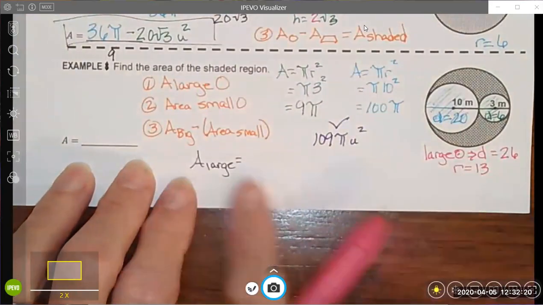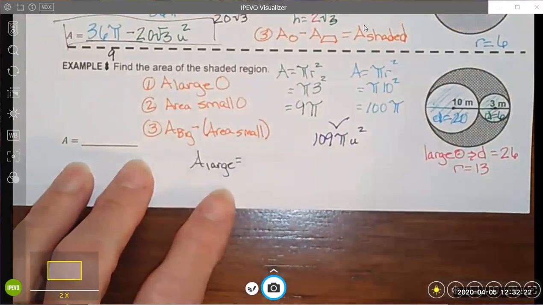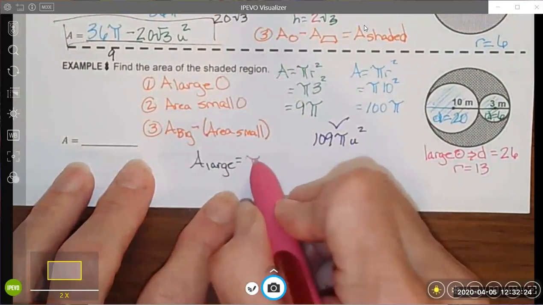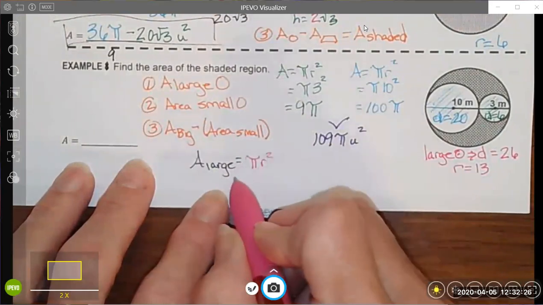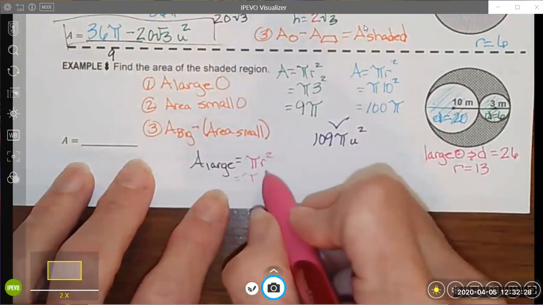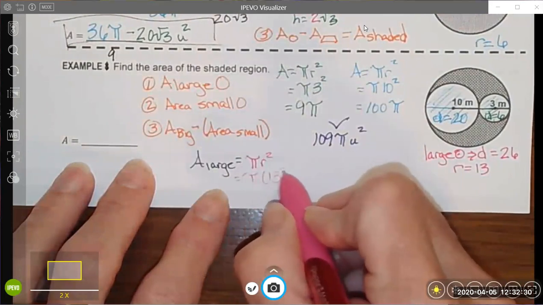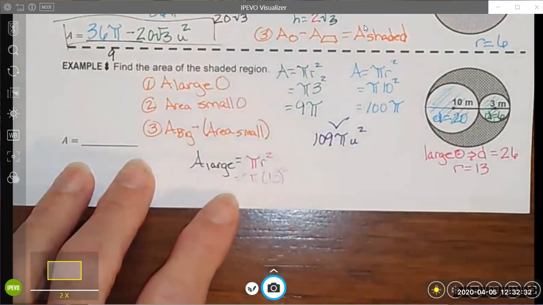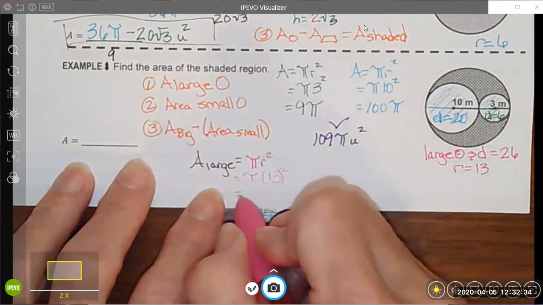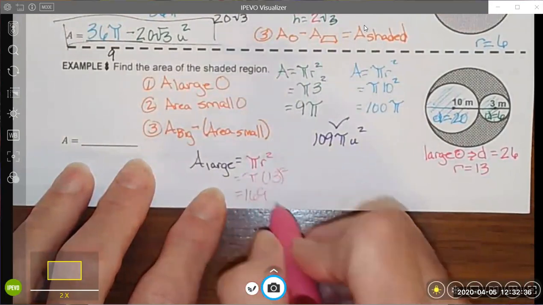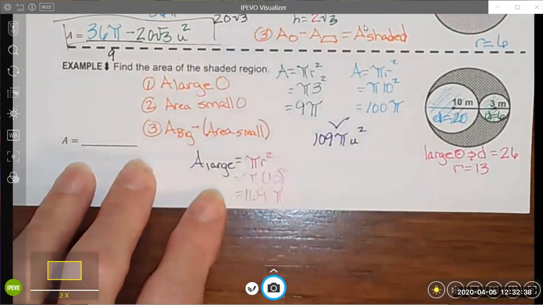That allows me to find the area of my large circle. I'm going to take pi times my radius squared. And I simplify this and I get 169 pi units squared.